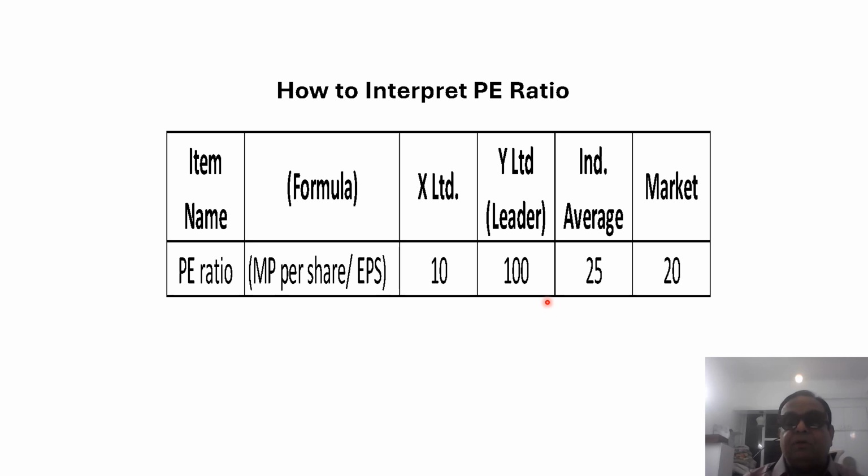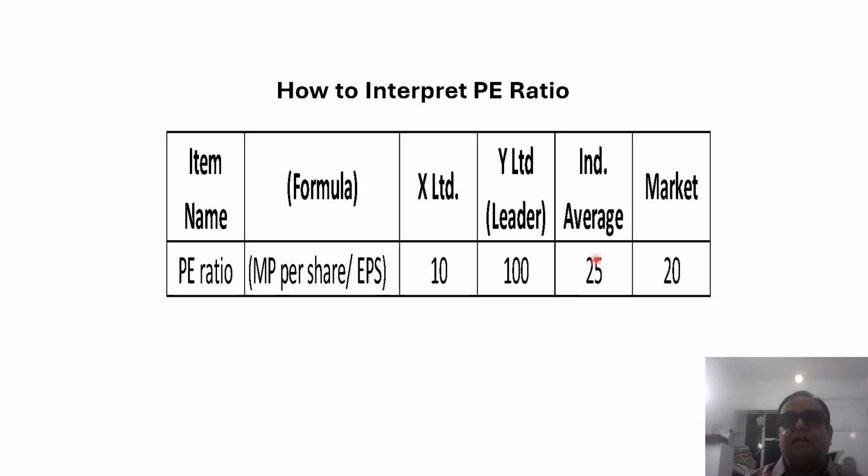Suppose you are a young person who just got a job and you have no family at this point of time, you would like to invest in Y Limited. But if you ask me, my age is 59, so I would like to invest in X Limited. Why? Because there is the Y Limited example, it has gone to 100, so this company can also go to 100. But comparing with the leader is not good.